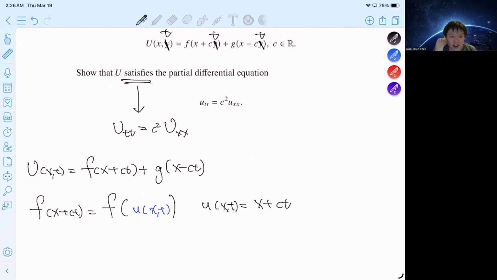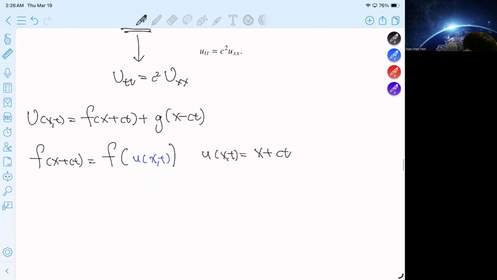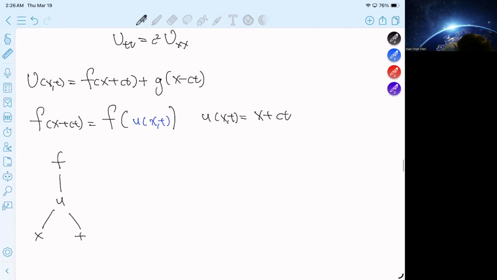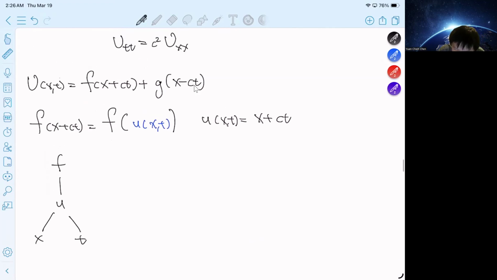So in this case, we can see that f is in terms of u, and u is in terms of x and t. So this is my f, and f depends on u, and u depends on x and t. So we can write the dependence chart like this. So if I want to find u_t, it would just be partial f partial t plus partial g partial t.